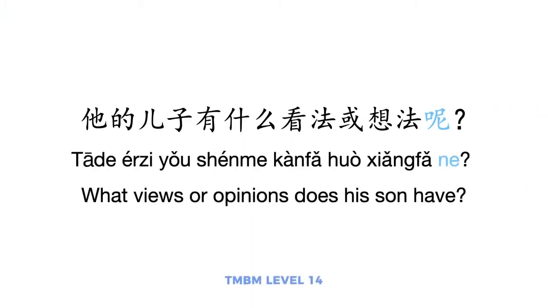他的儿子有什么看法或想法呢? What views or opinions does his son have, right? And so in this sentence, the question word is 什么. So 他的儿子有什么, right? And so whatever comes after it, we know it's going to be a question because we have 什么 in it and we have a question mark at the end. But if you just say 他的儿子有什么看法或想法, that sentence is perfectly fine.